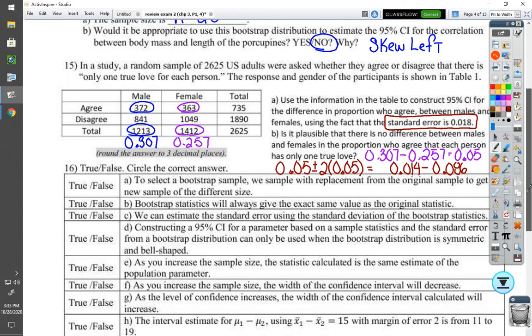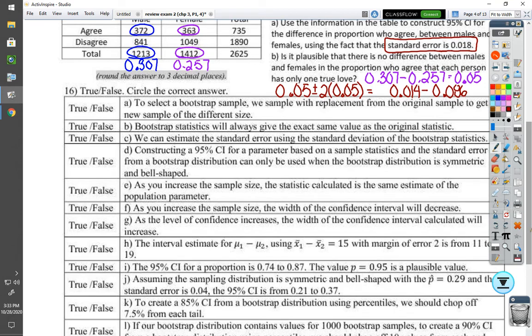We're going to run through these kind of quickly. To select a bootstrap sample, we sample with replacement from the original sample to get a new sample of different size. False. A bootstrap statistic will always give the exact answer. We can estimate the standard error by using the standard deviation of the bootstrap sample. Yep, that's why we do it.